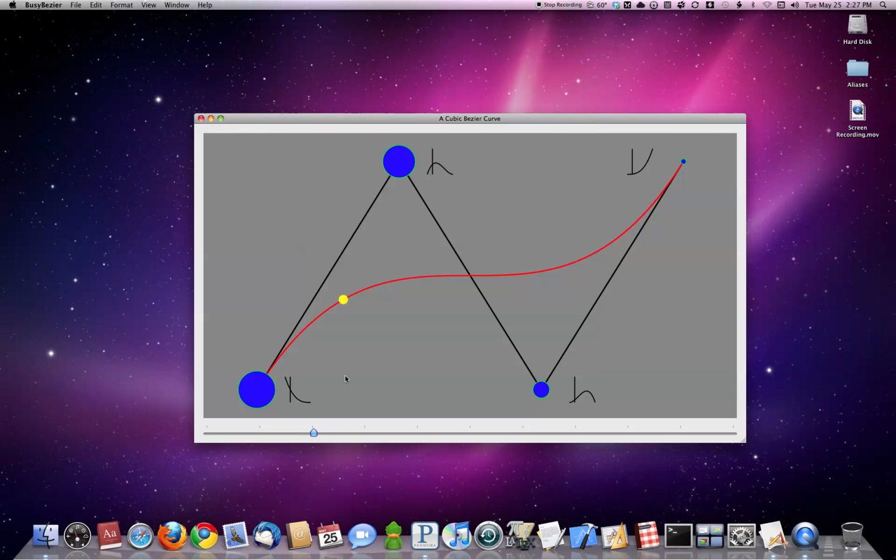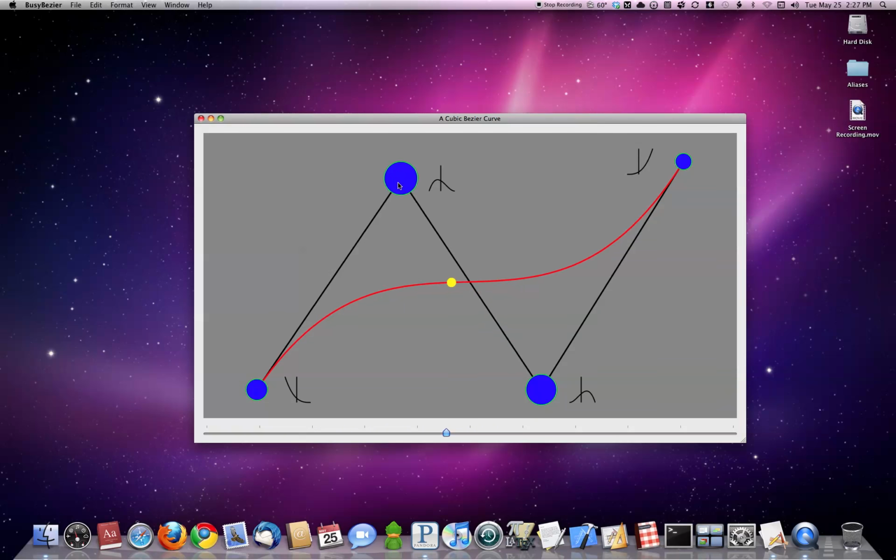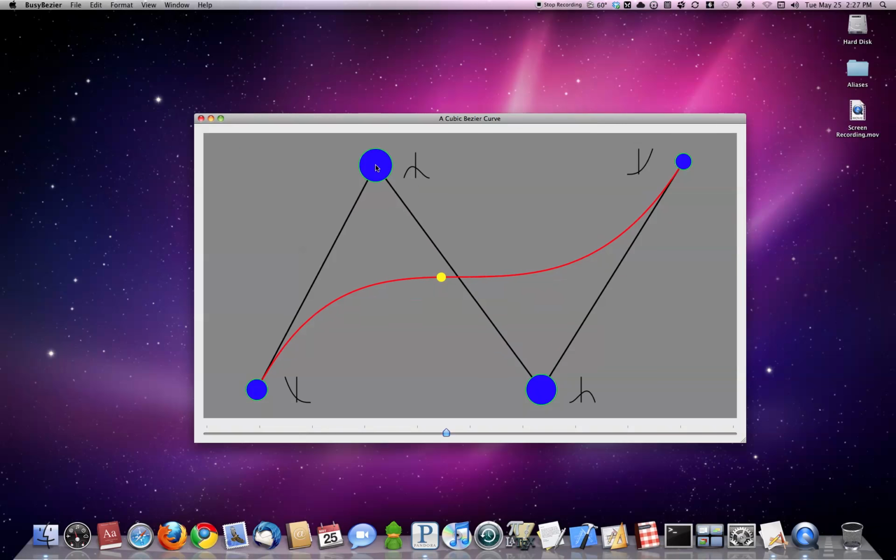So that brings us to the third component, which is these 4 circles, which are called the control points. Notice how their areas all change as I move the yellow point. The yellow point is always at the center of mass of these 4 blue control points. Alternatively, if I move one of the control points, the entire curve moves.